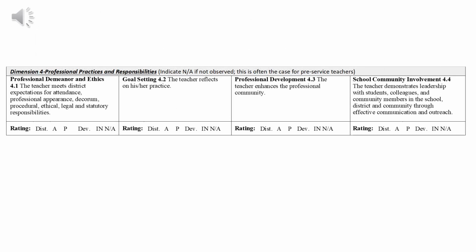As you read through the criteria for each dimension, you will see that there is an additional rating of NA in Dimension 4. Please indicate NA if the criteria is not observed. This will often be the case with Dimension 4.3, Professional Development, and 4.4, School Community Involvement.